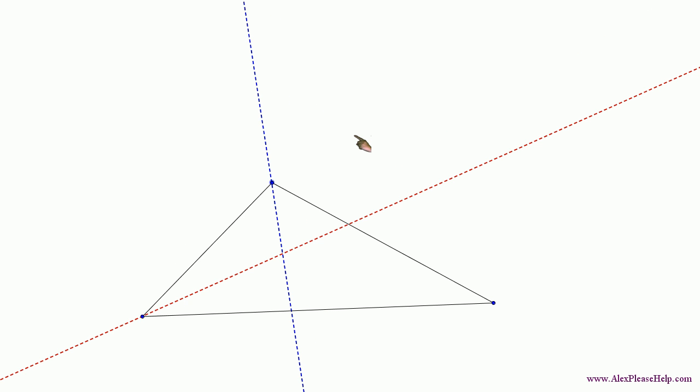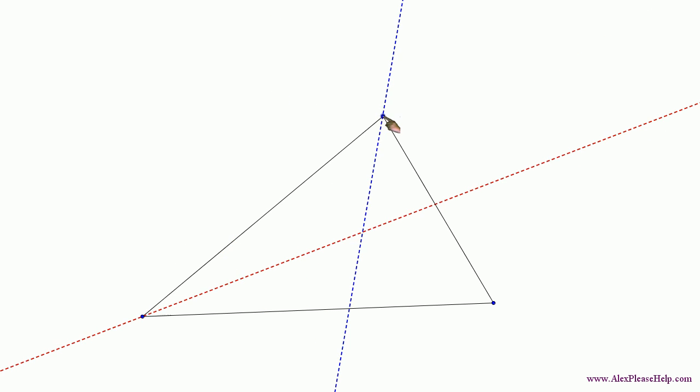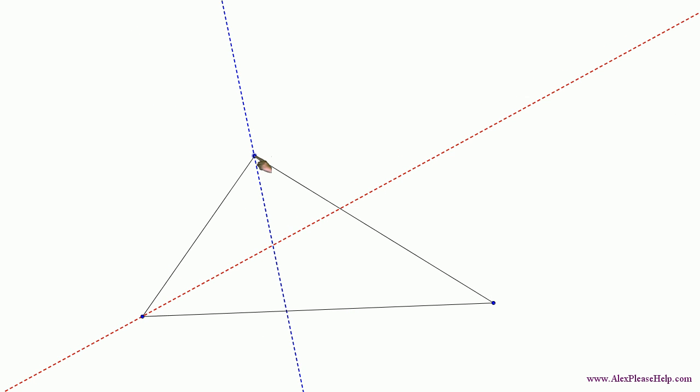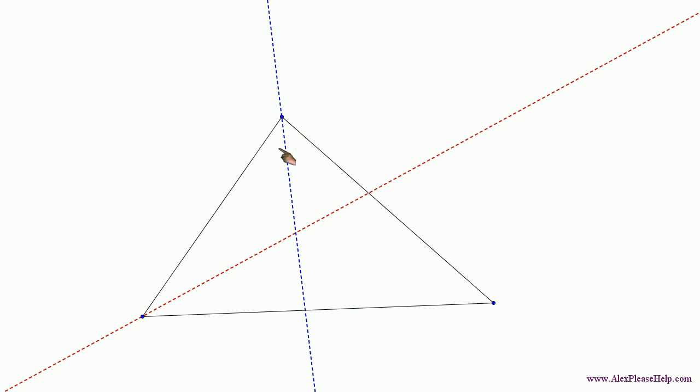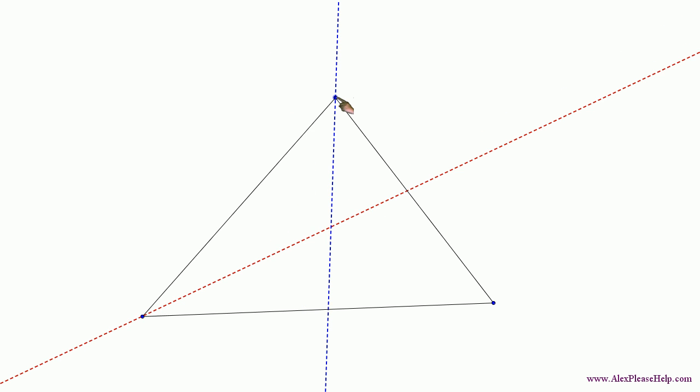These lines will intersect at the center of the inscribed circle, because the center of the circle, if it lies on one angular bisector, it's going to lie on the other two angular bisectors as well, if it's an inscribed circle. So we know where they intersect, they share a common center.